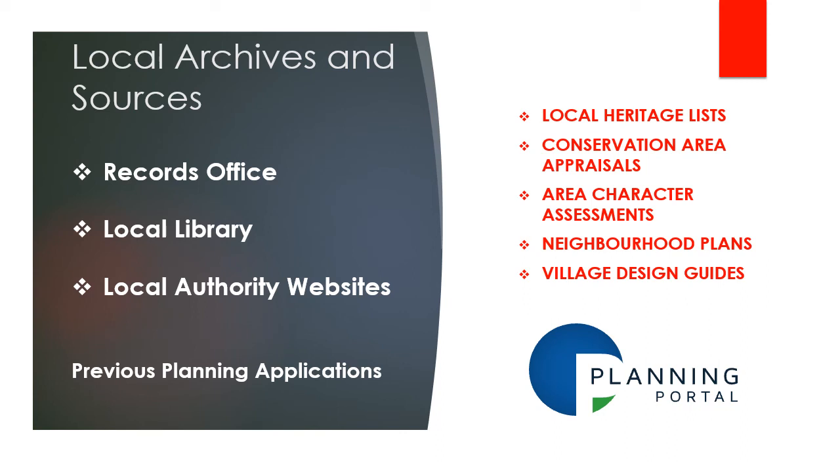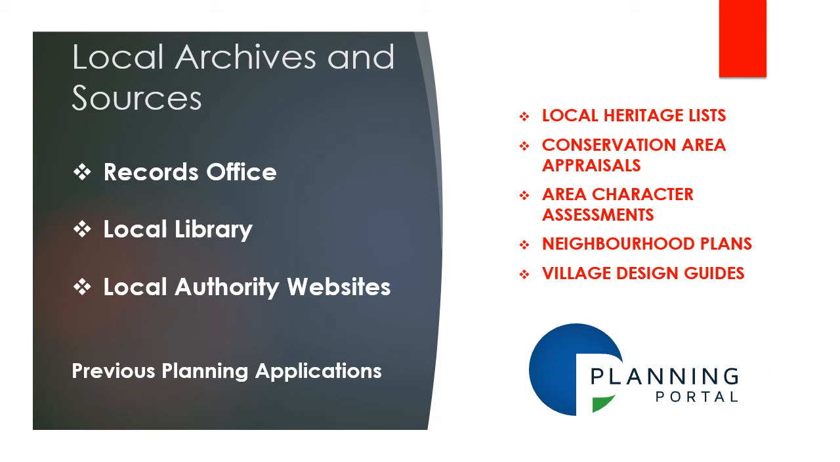Records offices can be a great source of information. Your local archive will have a host of useful information relating to your local area and may hold resources such as historic maps, photographs and newspapers. You could also try your local library, as they may also have records, collections and other resources that can help you. You may find useful information in existing documents held on your local planning authority's website. These may include local heritage lists, conservation area appraisals, area character assessments, neighbourhood plans, and village design guides.